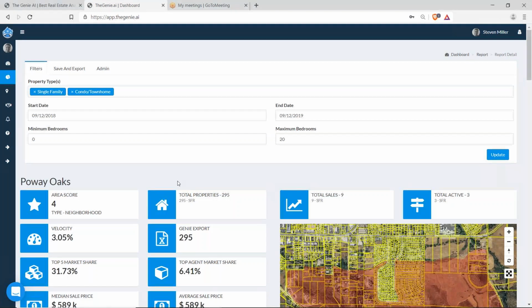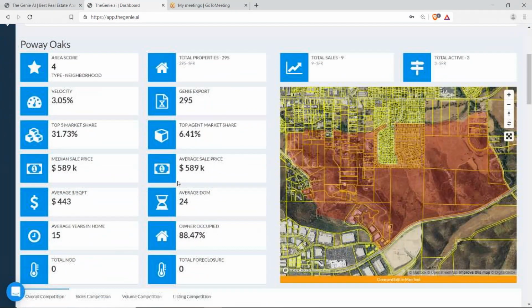And you can see here, we break it down in a bunch of different ways. The first thing we're going to look at is the area score. That's our patented algorithm. It's a score of 1 to 5. 5 is the best farm, 1 is the worst farm. That's the best thing to start with, because it's taking into account everything at once. But individually, you might want to look at the velocity or the turnover rate.